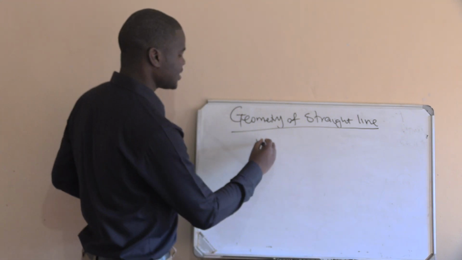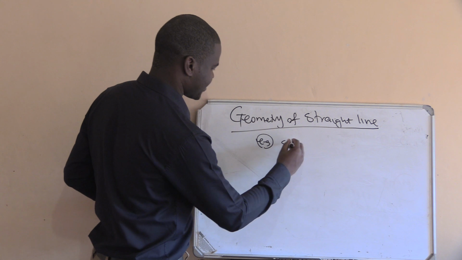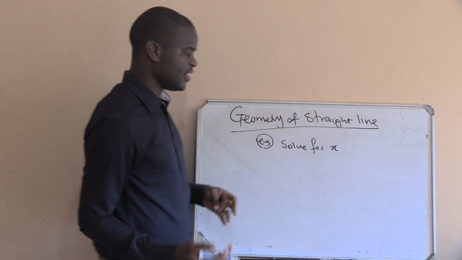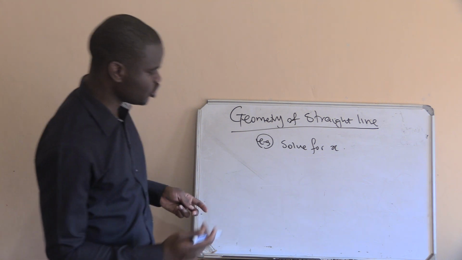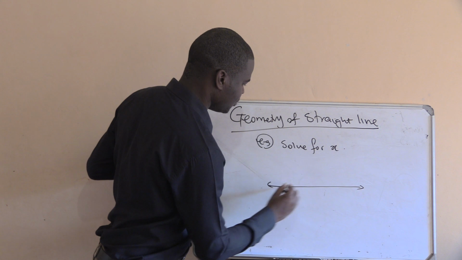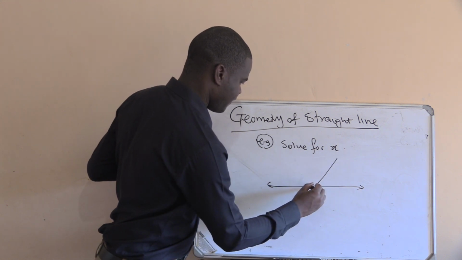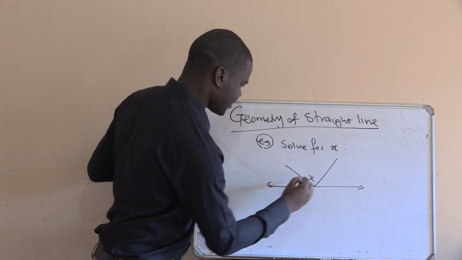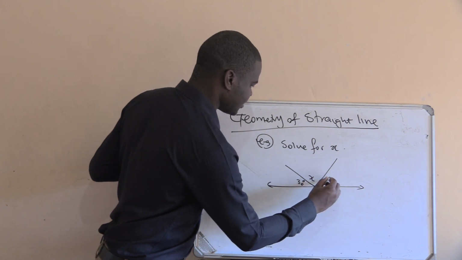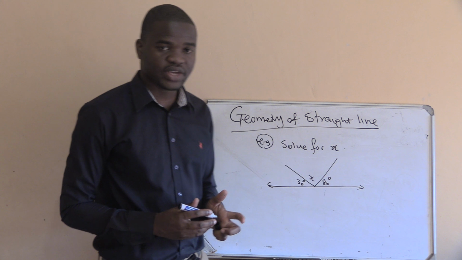Now, look at another example. Solve for x. So remember, if you don't know algebra, you're going to have a problem here, because we are going to be solving for x. This is the example. Look at this one. This is our x. This is our 30 degrees. And this is our 80 degrees.